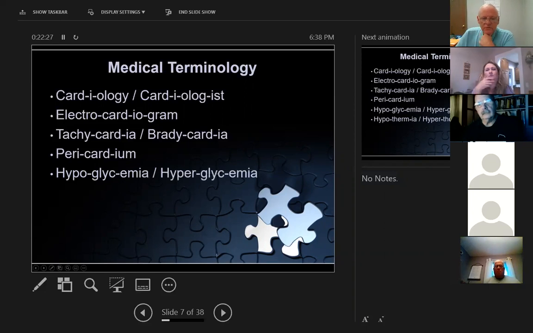Speaking about diabetics, glyce is our root word for sugar. Hypo meaning low or under. Emia meaning blood. So we don't have a combining form here. We have a root word, we have a prefix, and we have a suffix. Hypoglycemia. So it's low sugar in the blood. Okay. Same thing here, just the opposite. We have too much sugar in the blood, hyperglycemia. High sugar in the blood, emia, okay?